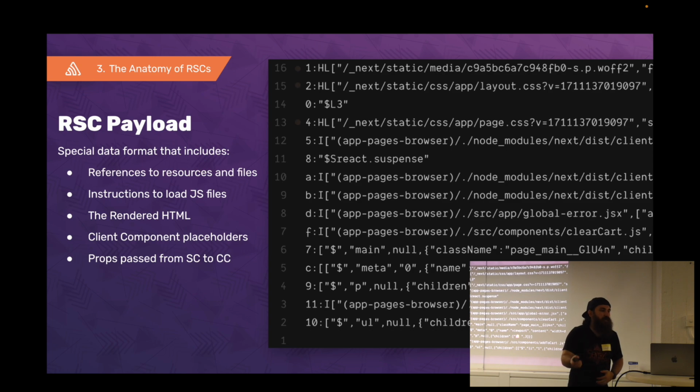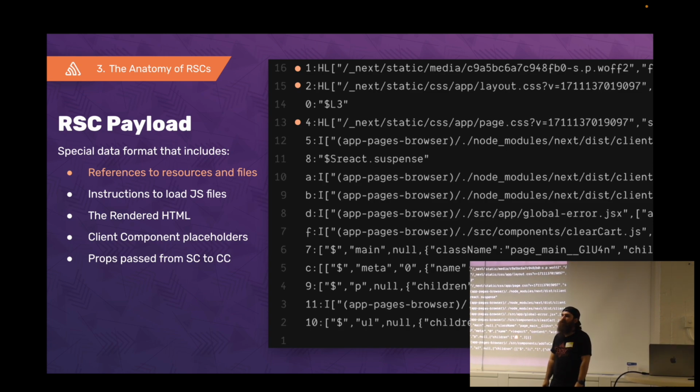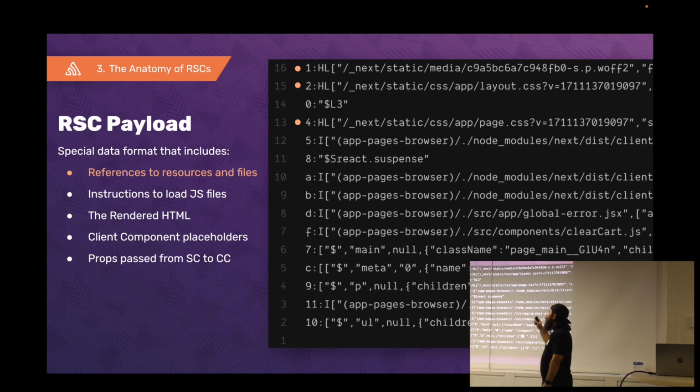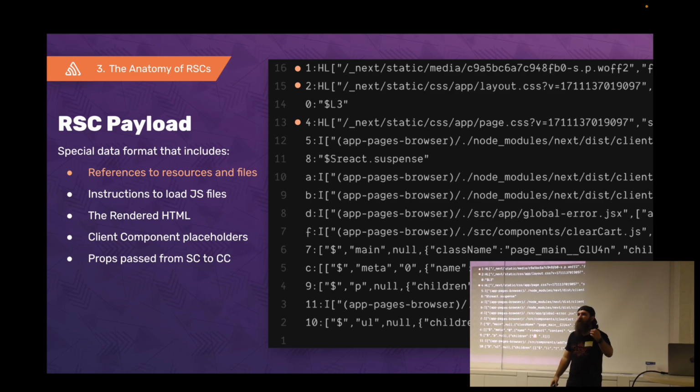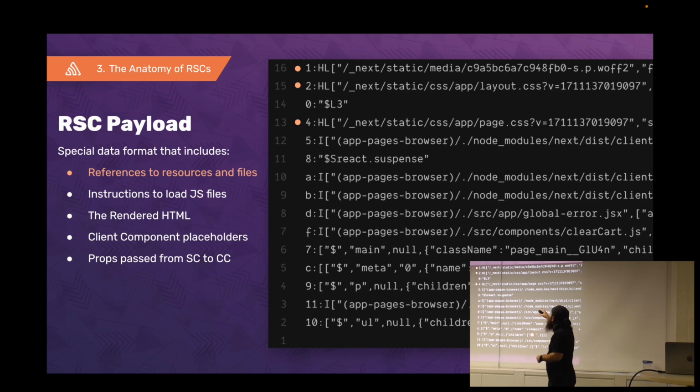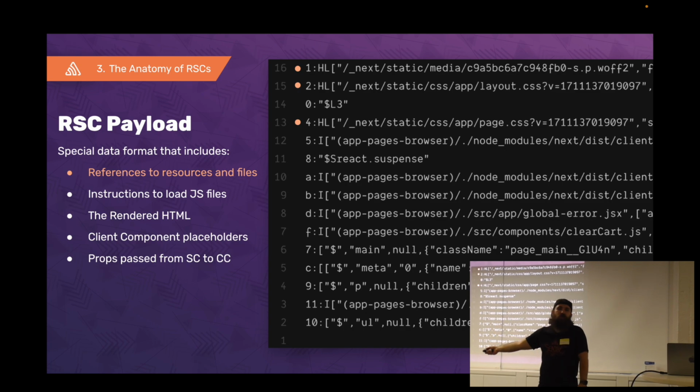It includes references to resources and files, which you can see in the HL payloads. This is like a payload per line. So HL, I think these are called hints. This is undocumented. I had to dig through GitHub issues and stuff like that to realize what is going on with the payload. But HL, I think, stands for hints, and they tell the browser what resource it needs to pull. So if the browser receives an HL payload with layout.css, that means it needs to make a network request to the server, so it pulls in that layout.css file and loads it up, right?